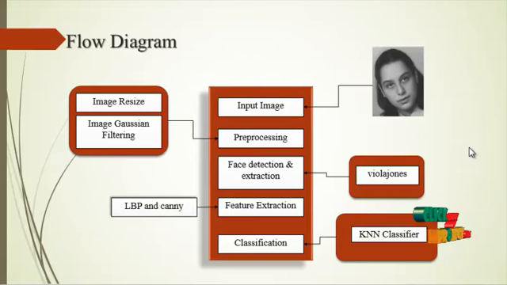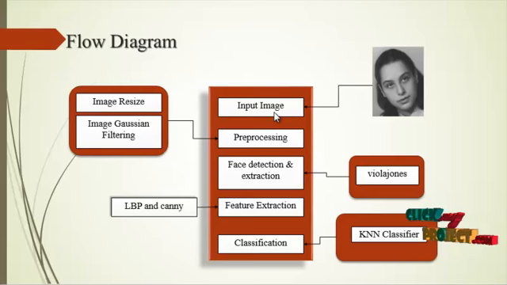Let us discuss the flow diagram of the process. This is the overall flow diagram. First of all, we get the input image from the database, and then the pre-processing step, then face detection and extraction, then feature extraction, and finally we get the calculation of the age.